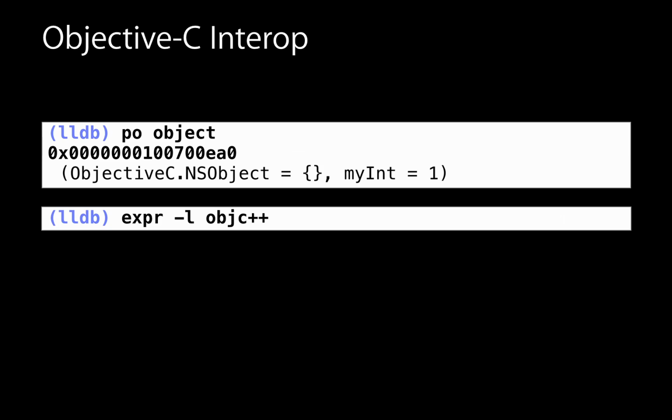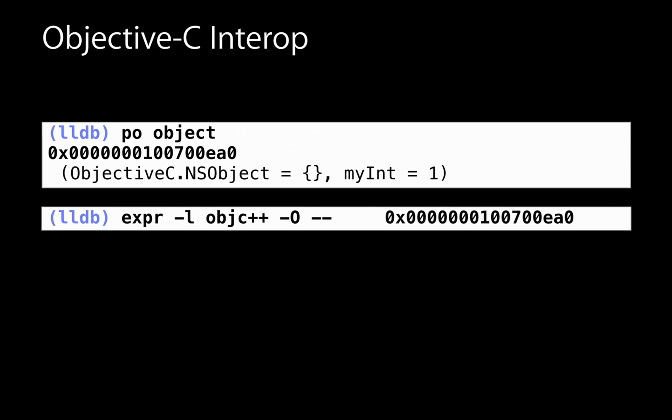Skimming through the help for po and expression, I can discover that the po behavior is actually triggered by a flag to the expression command, the -O flag for object description. And so I can guess that I need to write an Objective-C expression that gets an object's description. But now I changed language. Now I can't use my object local anymore.